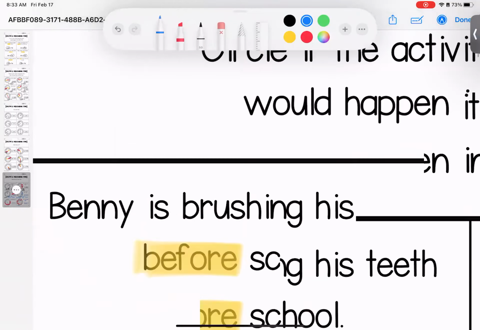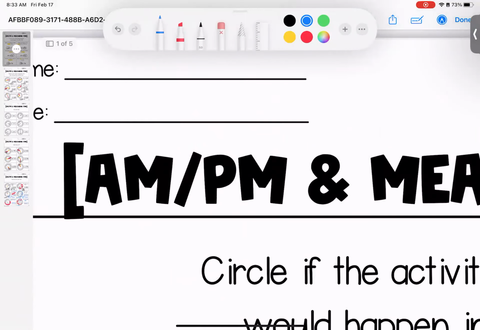Now we are done. Any questions on any of these pages? Bring them with you to class.